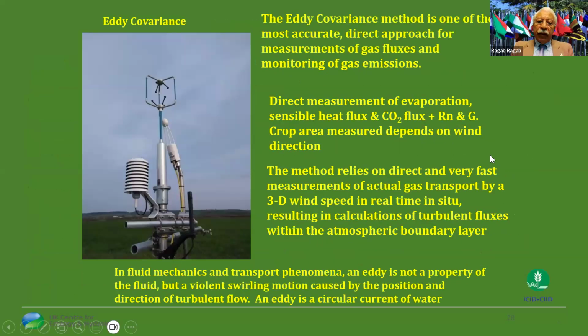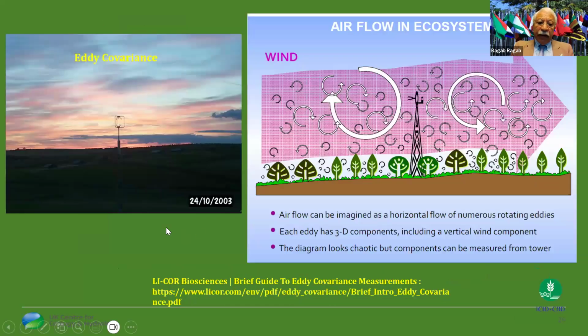Now, the Eddy Covariance method is one of the most accurate direct approaches when it comes to gas fluxes. It can actually use direct measurements of evaporation, sensible heat flux, and CO2 flux. The method relies on direct and very fast measurements of actual gas transport by the 3D wind speed in real time, in situ, resulting in calculations of turbulent fluxes within the atmospheric boundary layer. And this is really how it looks in nature.